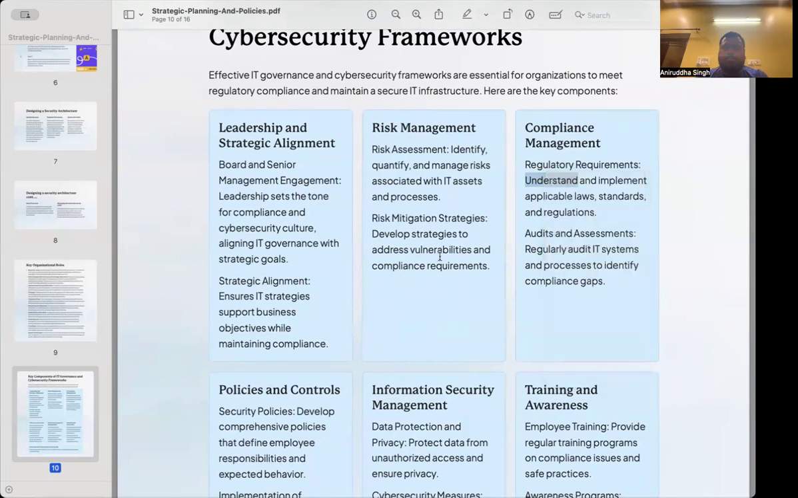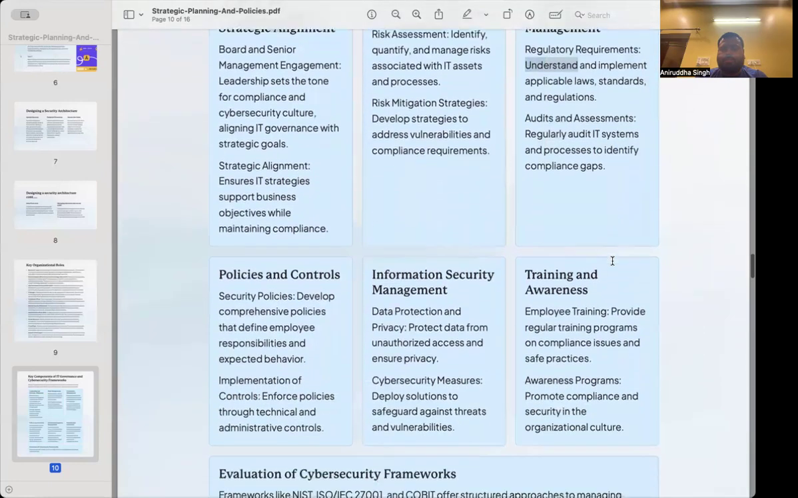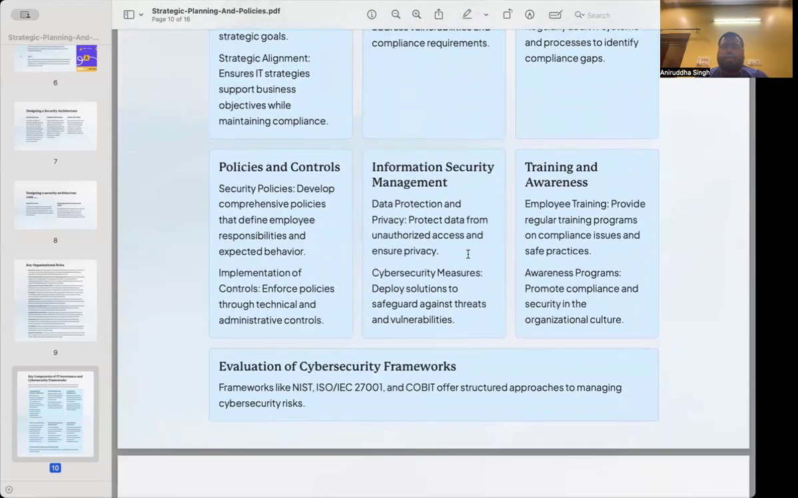We also need to have risk management, which means that we need to identify, quantify, and manage risks. Then we need to make sure that there is compliance management. So we need to understand applicable laws, standards, and regulations. Then finally, understand our security policies and controls. So we need to develop comprehensive policies that define employee responsibilities and expected behavior.